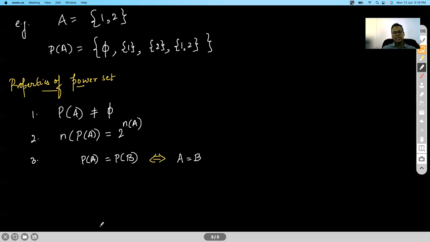Okay. Now right to left is very easy to figure out, because if two sets are equal, even their power sets will be equal. So that is a no-brainer actually. But if I say two power sets are equal, can we prove that that will lead to the fact that even set A and set B will also be equal to each other? Can anybody try proving this in your notebooks? Let me give you around 1 minute to do it.